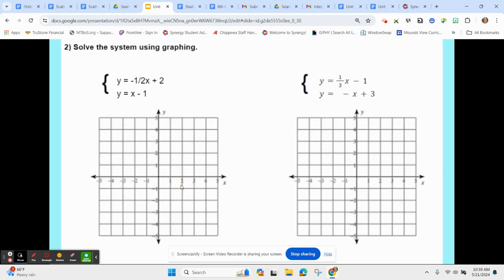Moving on to our next question, let's take a look at number 2. Solve the systems using graphing. For this one, I'm looking at both of my examples and I see that the system is set up for y equals. So we've got to identify our slope and our y-intercept. It would be good to be thinking about y = mx + b.